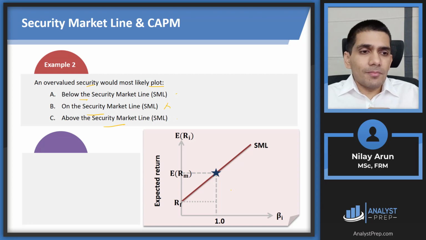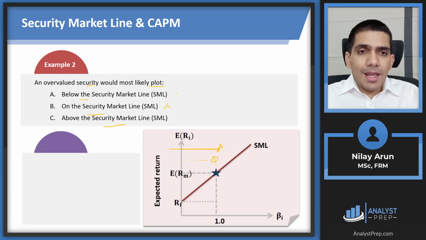Now let's look at this SML. Let's say you have a security that plots here. Let's call it A. For A, look at the return that is given by your CAPM model. That would have been here. So for this particular security, the level of risk is here. Just join this line to the x-axis. So that is the beta. So the level of risk is this, but the level of expected return is much higher than what you expected.